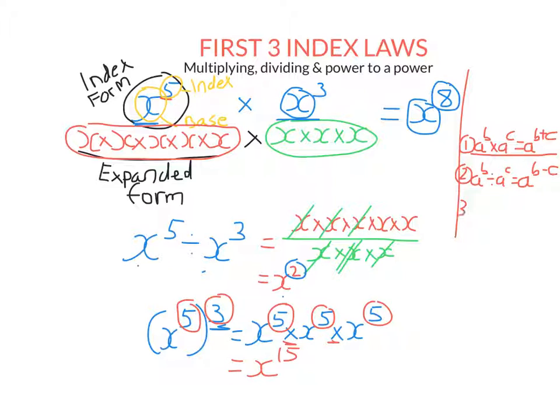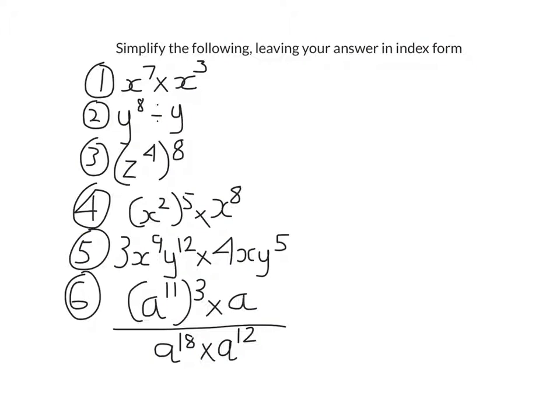So the third index law, when you are taking a base to a power and raising it to another power, you keep the same base and you multiply the 2 powers. Just like we did here, we kept the same base and multiplied 5 and 3 together. So they are the 3 index laws you need to know. So let's look at some examples in which we'll use them. So let's look at each of these 6 expressions. We're going to simplify it and leave our answer in index form, which means written as something to the power of something. So let's look at the first one.